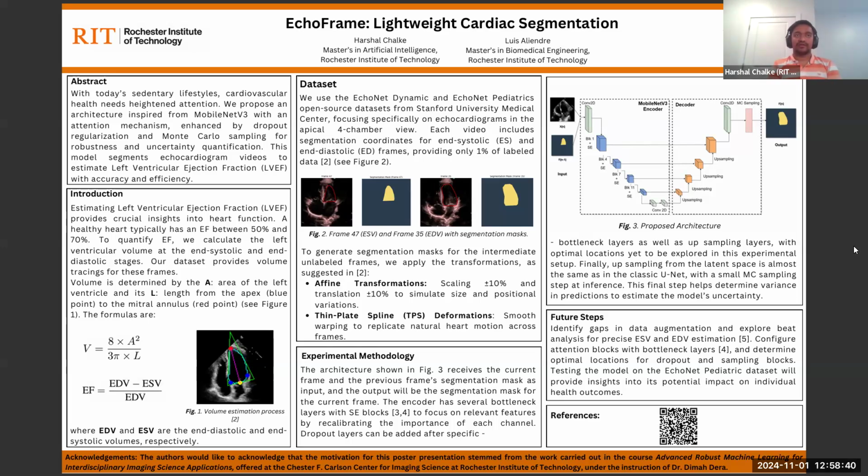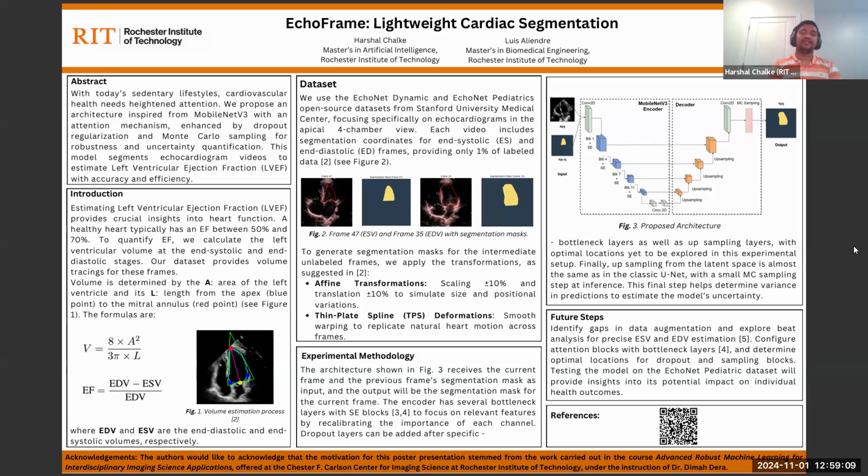Moving on to the introduction part, estimating left ventricular ejection fraction provides crucial insights into heart function. A healthy heart typically has an EF between 50% to 70%. To quantify EF, we calculate the left ventricular volume at the end of systolic and end of diastolic stages. Our dataset provides volume tracings for these frames only.